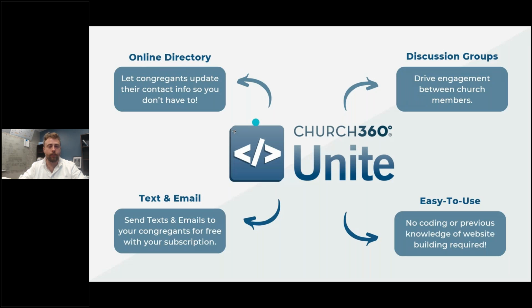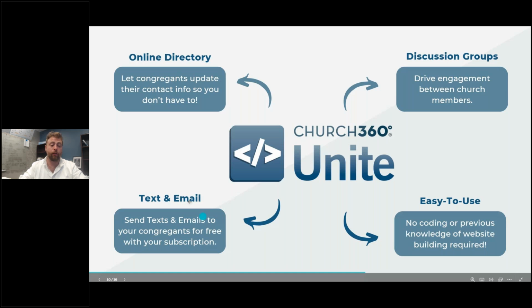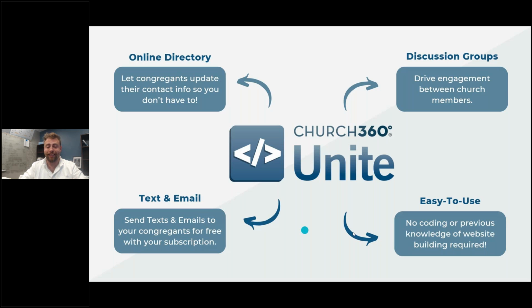So Church360 Unite goes about that a very different way by providing you tools that are incredibly church focused. You have an online directory that lets congregants update their contact information themselves, so you don't have to. They have discussion groups to drive engagement between church members, whether that's within a ministry or within a small group. You have the ability to text and email for free from within the software, and it's easy to use.